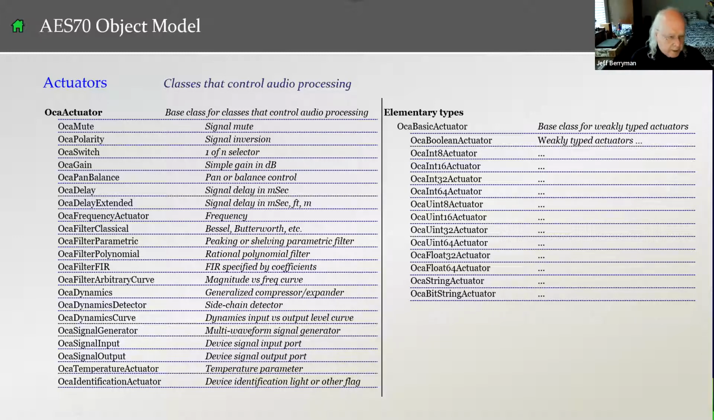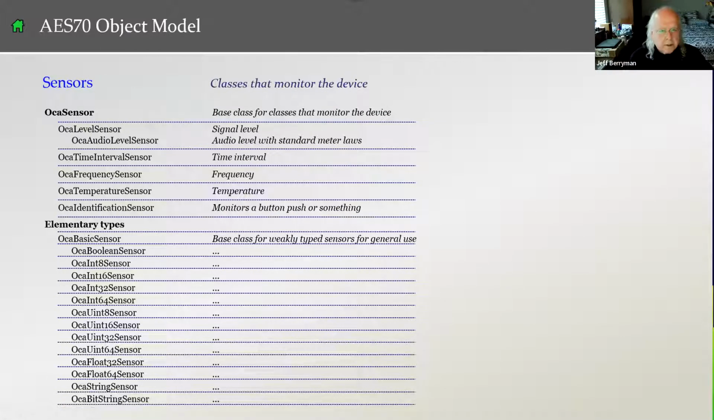And again, these can be extended by proprietary classes. The proprietary mechanism allows you, if you want your own special version of OCA gain that's like a stepped gain controller or something, you can make one for your device.